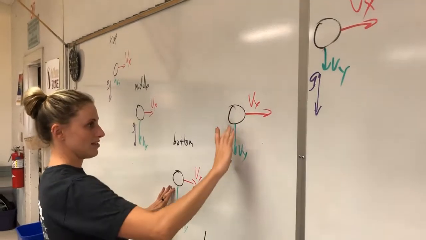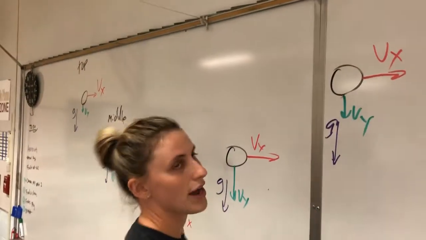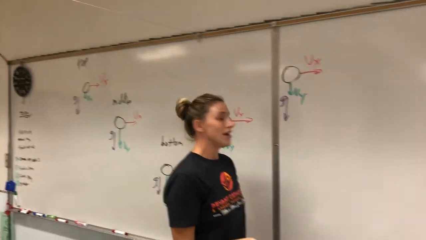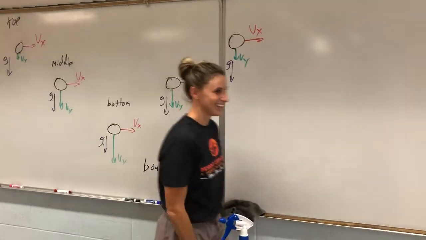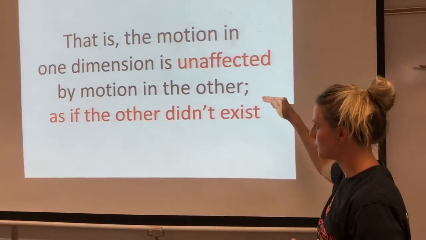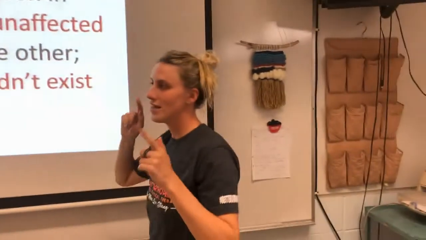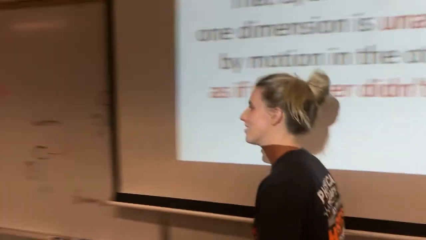I get it. Yep. Velocity decreasing here. And then again, we have it right how it was in the very beginning. We're back to the starting point, and the ball was in my hand. Sweet. The motion in one dimension is unaffected by motion in the other, as if the other didn't exist. Let's take another look at an example of this.